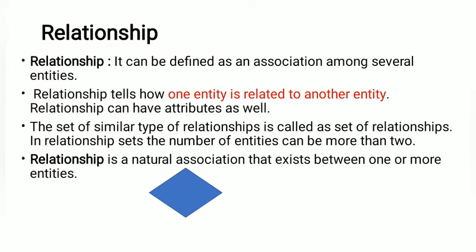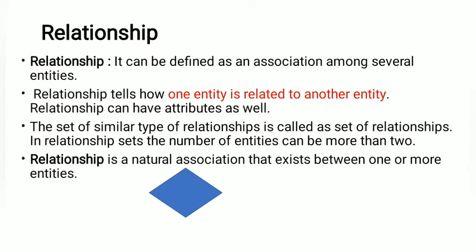Third one is the ternary relationship. It exists when there is an association among three entities. For example, teacher teaches student. Teacher is one entity, student is another entity, and the third one, subject, is a third entity, with a single teaches relationship. It is called a ternary relationship or degree 3 relationship.